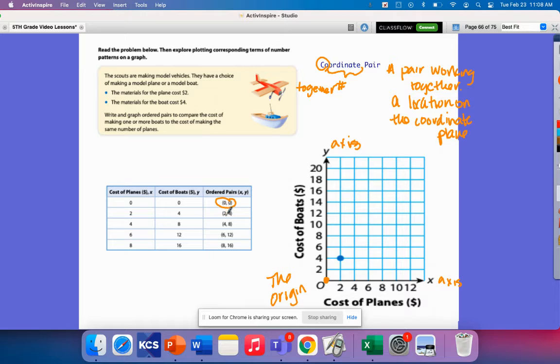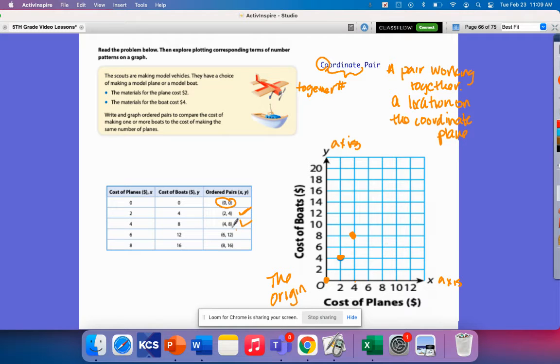So here's our next one, (2, 4). Here we have the cost of planes. We always find our X value first. Our X value was 2, and then our cost of boats was 4. So our point goes right here. The next one is (4, 8). The cost of planes is 4, so I go along my X axis to find 4, and then I go up to find the cost of boats, 8. And I'm going to plot my point right there.